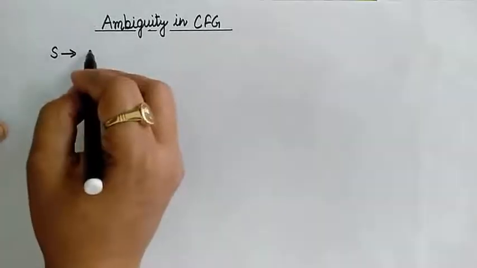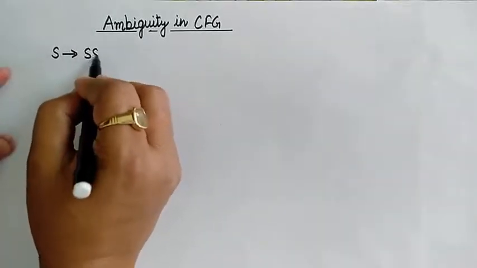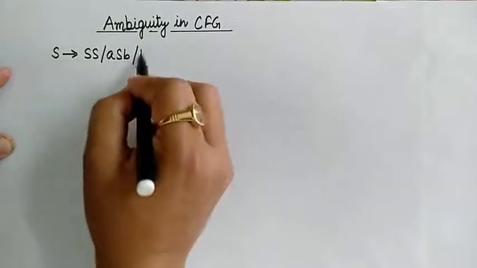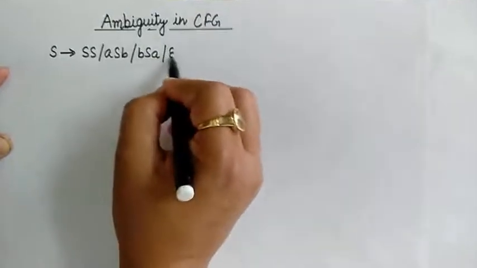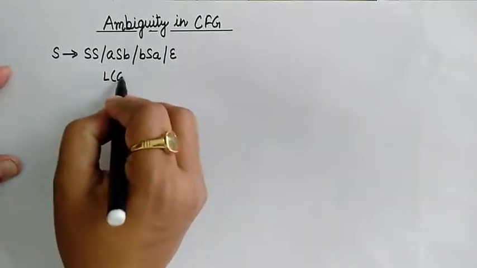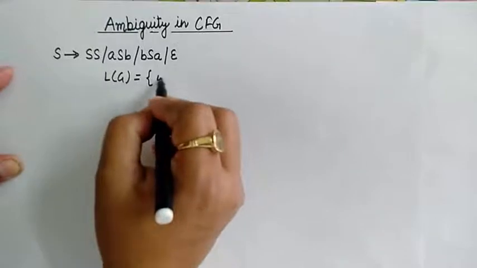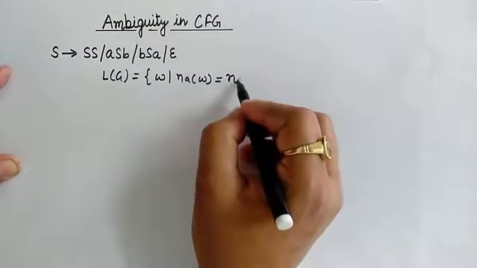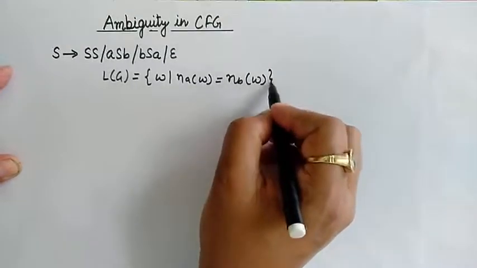We will discuss ambiguity in CFG here. So let's start our discussion with an example. Suppose we have a grammar, let's say S → SS | ASB | BSA | epsilon. And you see the language of this grammar is nothing but the set of all strings in which the number of A's is equal to the number of B's.